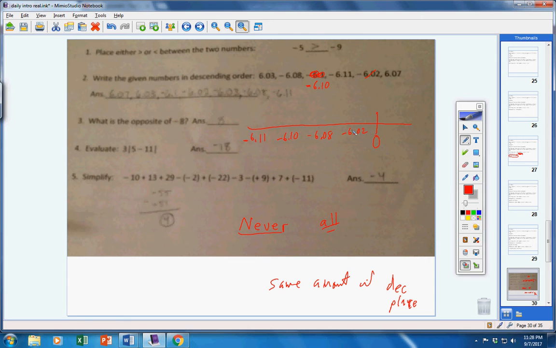Okay? When you make them all have the same amount of decimal places, it really makes it a lot easier, Macy, to put them in order. And then, of course, you're writing them in descending order. So you start with your numbers over here and work your way down to this number here. And so this should have been right next to this. Okay? So that's one mistake you made.